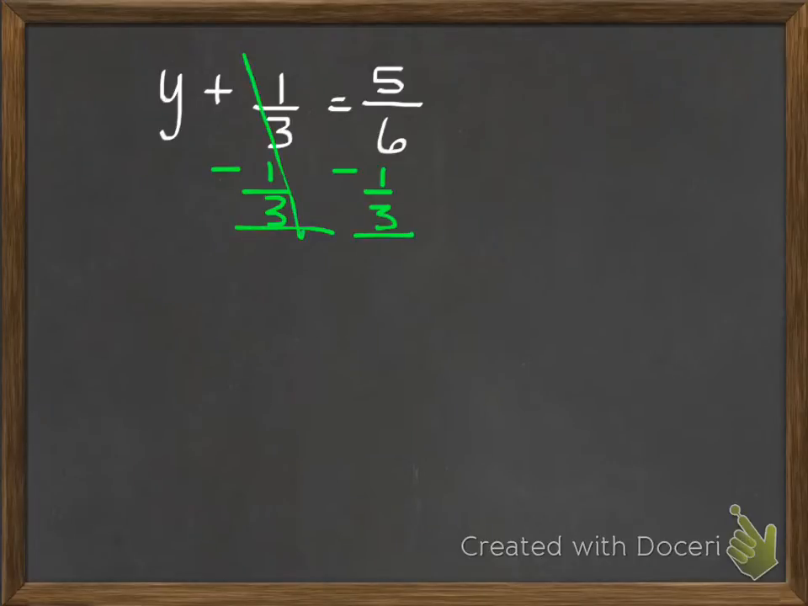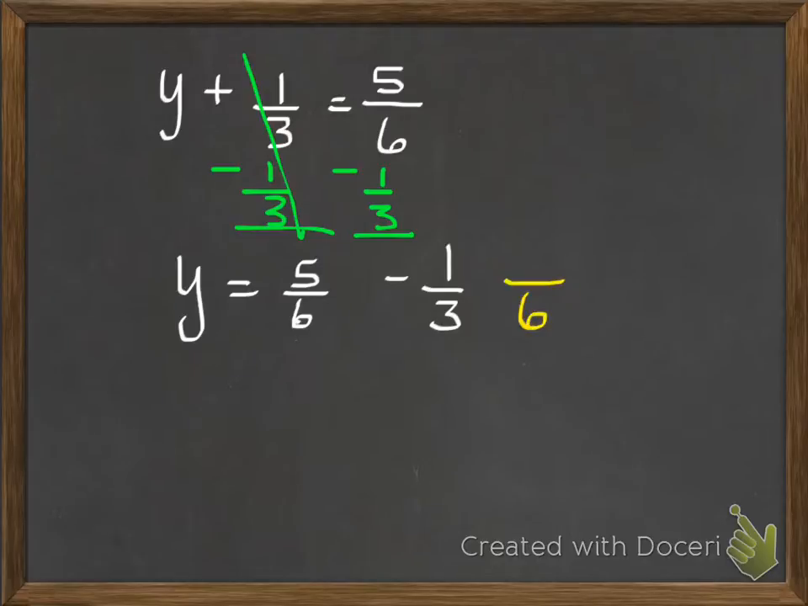So now I'm going to rewrite the problem for you so that you can see that it should be y equals 5/6 minus 1/3 because we subtracted 1/3 from each side. But if you notice this 6 right here, remember, we have to have a common denominator to be able to subtract fractions or add fractions. So now we need to say, okay, how do we get from 3 to 6? Because 6 is a common denominator between 3 and 6. So we would actually multiply by 2, okay?